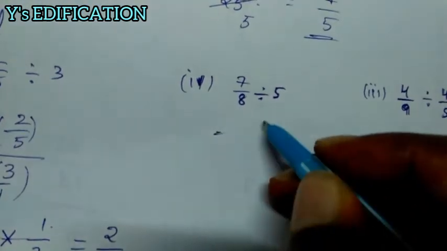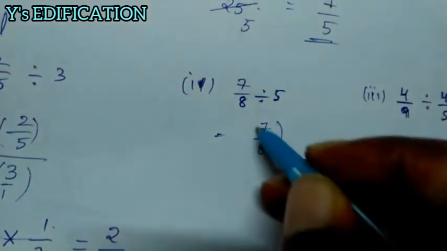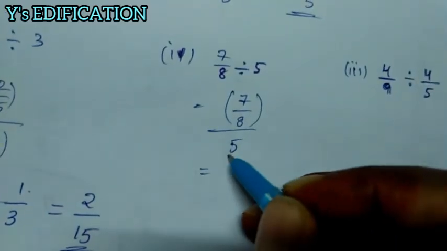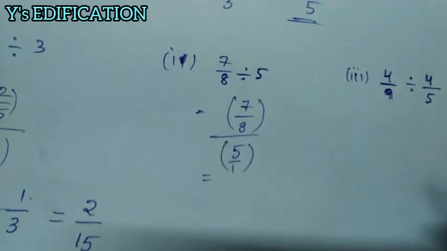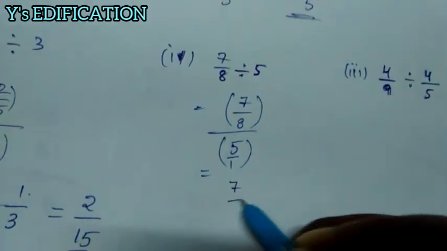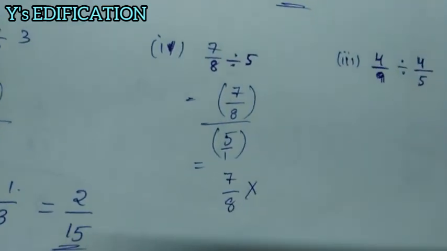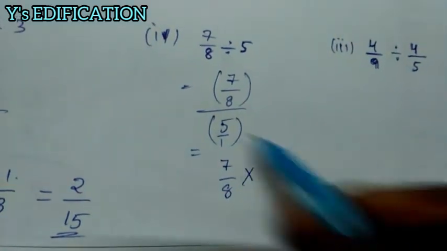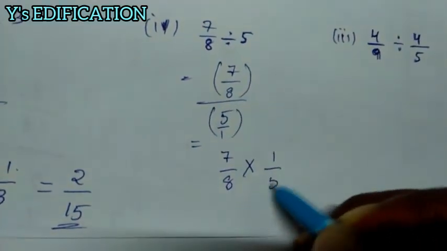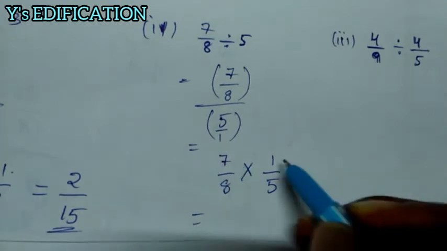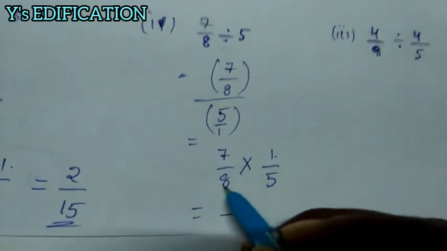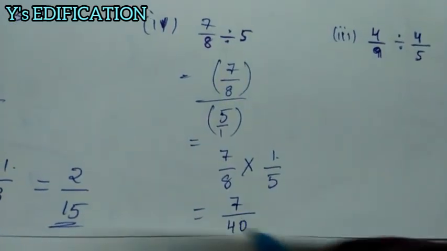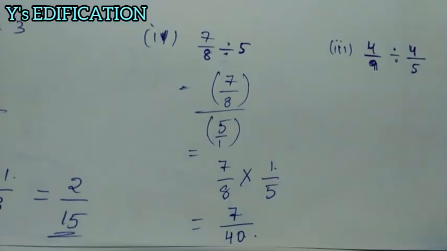Okay. Next one. 7 by 8 divided by 5. Write down 7 by 8 whole by 5. So I will write 1 as the denominator. That means it will become easier to reciprocate. So 7 by 8 into, this will become 1 by 5. So what is the answer? 7 into 1 is 7, 8 into 5 is 40. So 7 by 40.